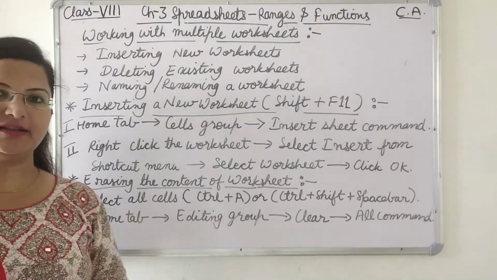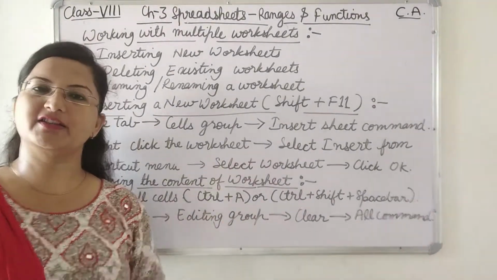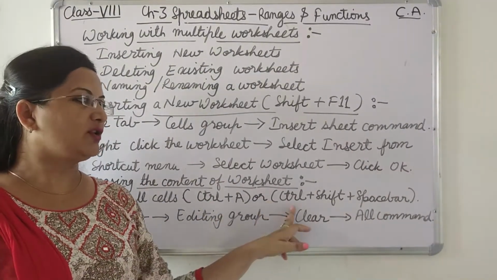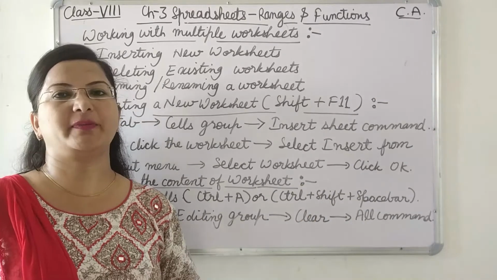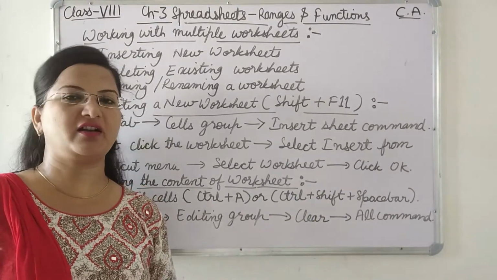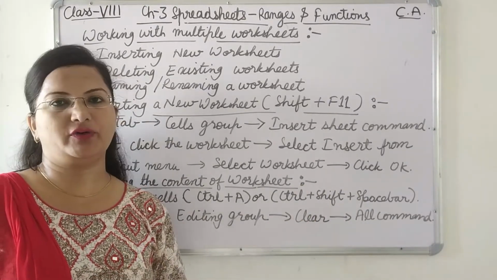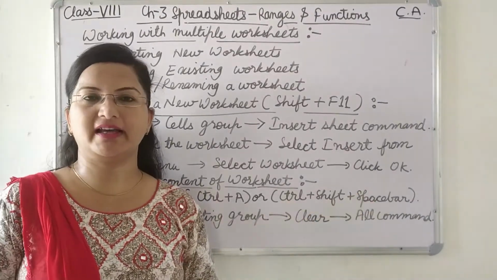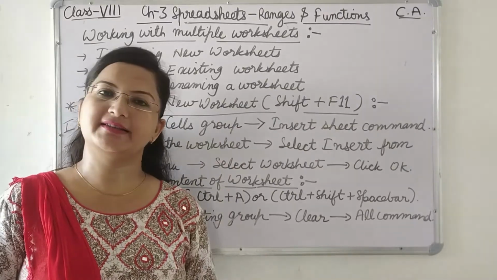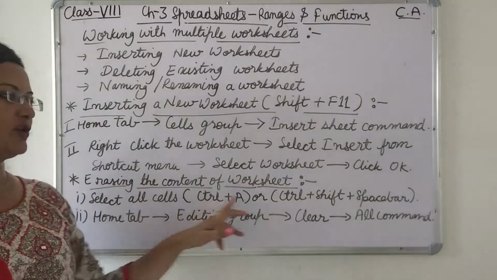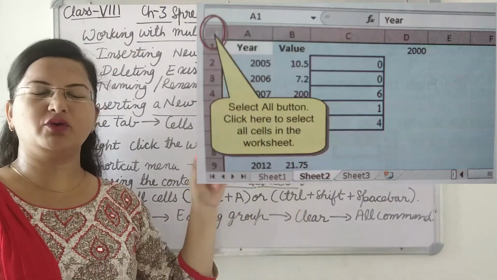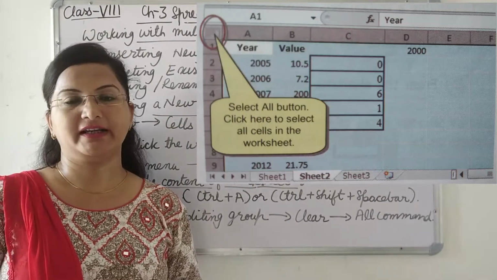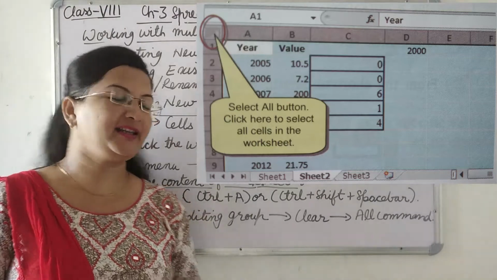Select all the cells. How can you select all the cells in the spreadsheet? There is a shortcut key, Control A. Or you can also press Control Shift Space Bar. Control, Shift and Space Bar are three keys on your keyboard. You can press all three keys together, then all the cells will be selected. Two shortcuts I have given you, and one more way is that you can click on the Select All button. It is there in the screenshot, you can see.